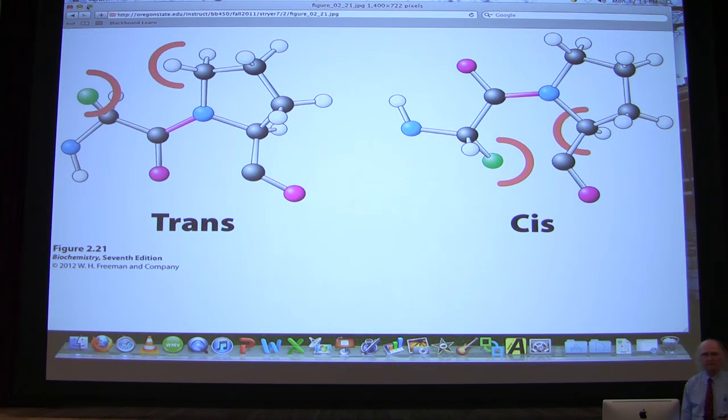Yeah. So it only favors cis more than the other amino acids. That's correct. But it's still favored as trans. It's still favored as trans. That's correct. Uh-huh. Yes, sir.